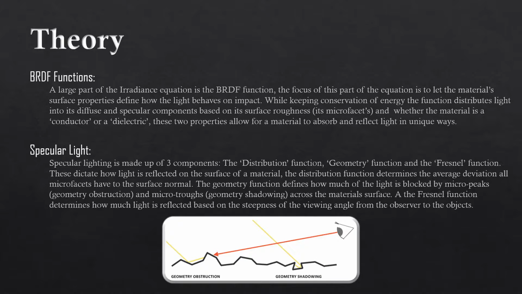The distribution function describes the average magnitude of difference between the angle of the microfacets to their surface normal. The geometry function describes the amount of light that is both blocked and shadowed by microvalleys and mountains across the surface. And lastly, the Fresnel effect describes how much light is reflected based on how shallow the viewing angle is from the material and its observer.